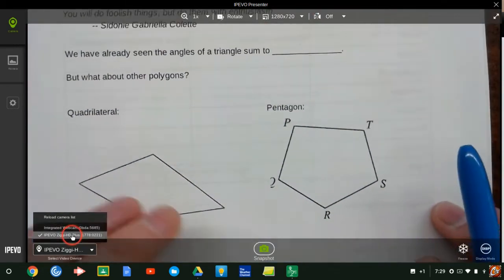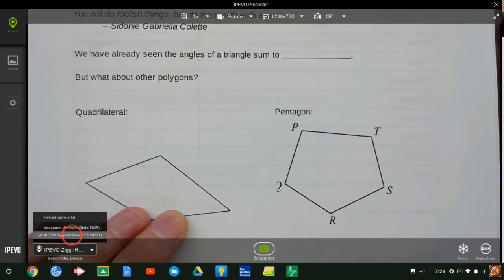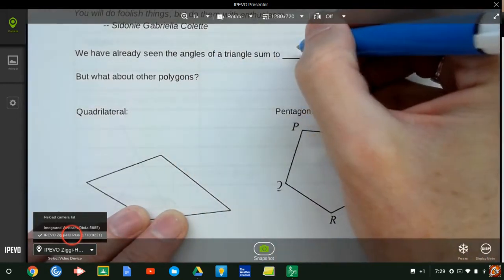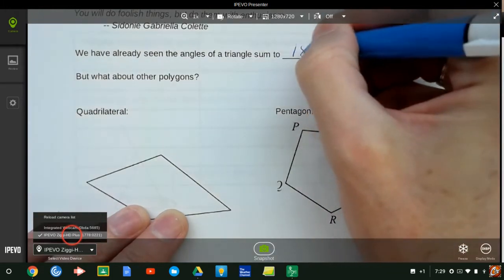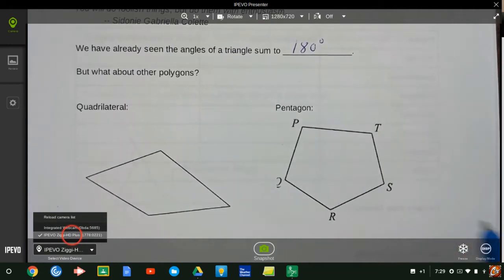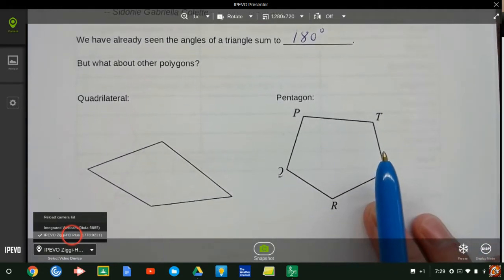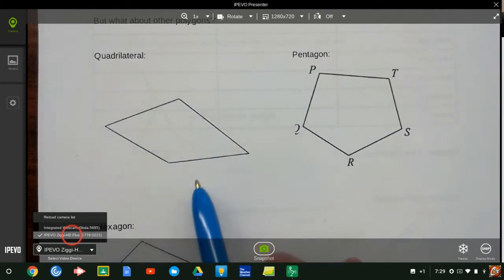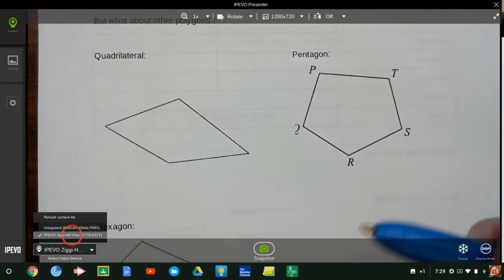All right, so we've already talked about triangles. And we've seen that all the angles of a triangle sum to 180 degrees. We've known that. We've played with that for a while now. But what about other polygons? Well, a nice way to look at other polygons, and a lot of people know quadrilateral, it's got 4 sides. A lot of people know what that sum is going to be.